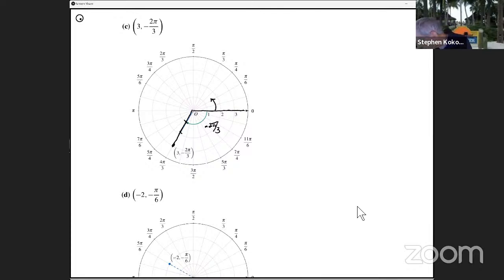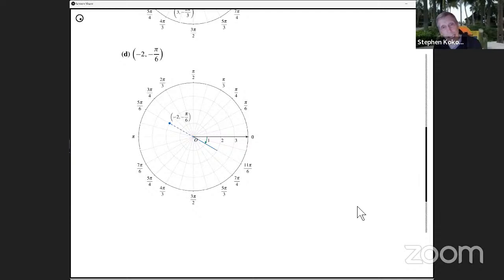This is working. All right, let's try one more. We've got 2 negatives in there. This time the angle is minus pi over 6. So a negative angle is measured there. There's the negative pi over 6. I can draw my terminal line indicating that angle, minus pi over 6. But wait, r is negative, so I have to draw this line in the opposite direction, and I have to go 2 units out along that line because r is negative, and there's the point minus 2, minus pi over 6.